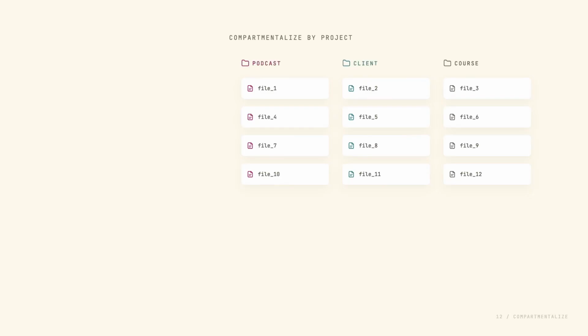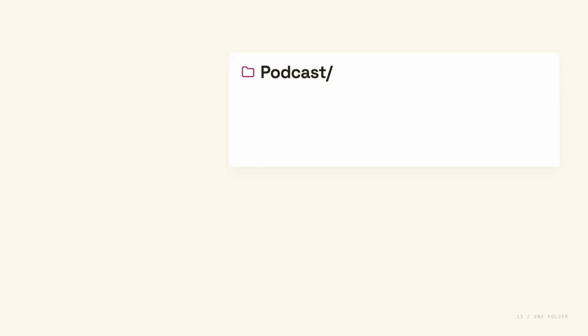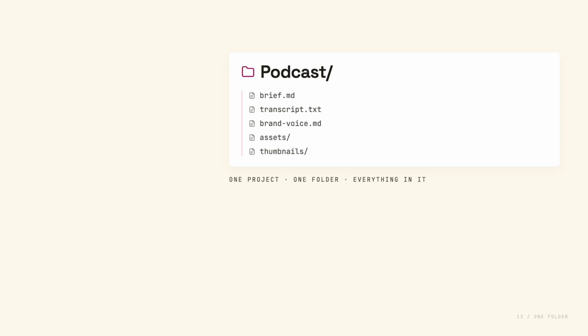So first things first, when it comes to folder structure, the reason why this is important is we want to compartmentalize what we're working on. And this is going to be done based off of the project. So if you've got a particular project, that project will have its own folder where everything related to that project lives in it.